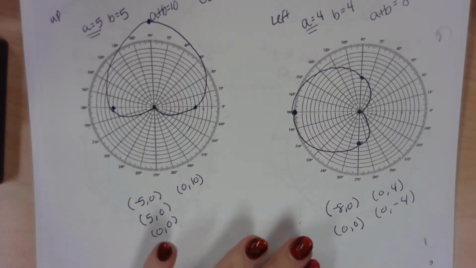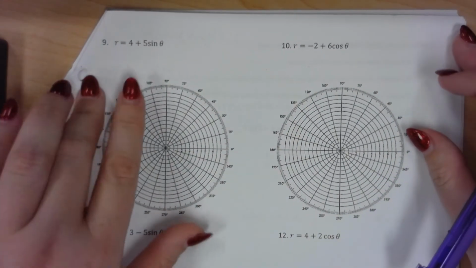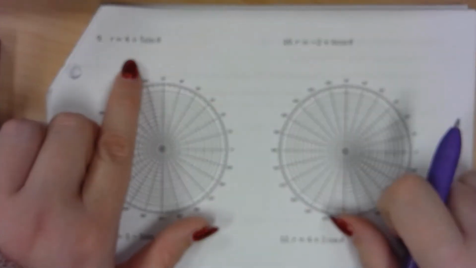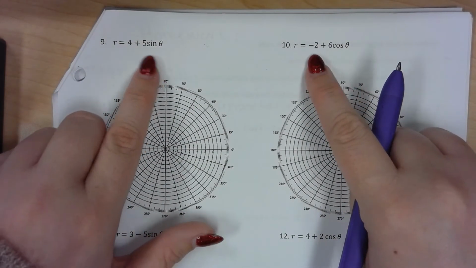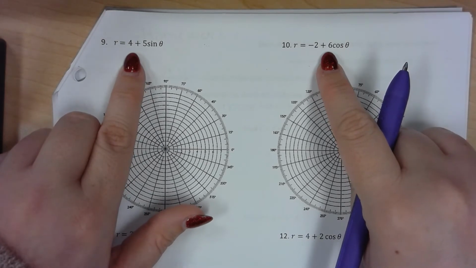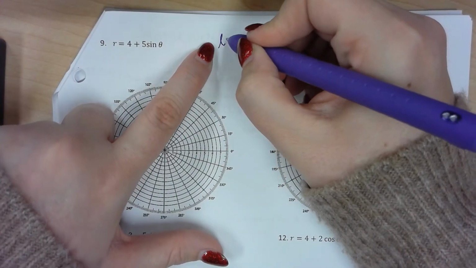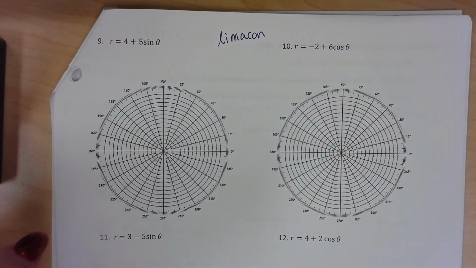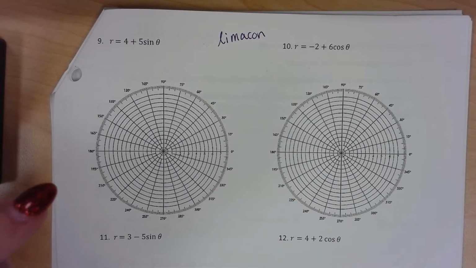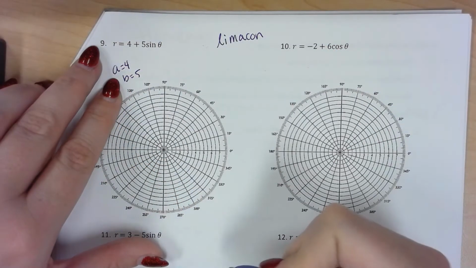Okay, so moving on. So 9 and 10, now we have different numbers here. We've got 4 and 5 and -2 and 6. So when we have different numbers, this is what we call, and I could be pronouncing this wrong, a limaçon. These are the ones that have the loops in the center depending on what our A and our B is. So in this case, A is 4 and B is 5.